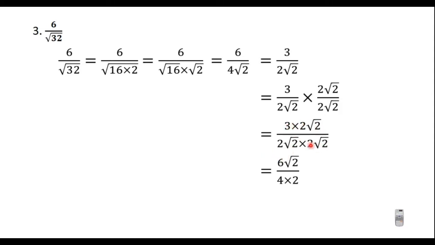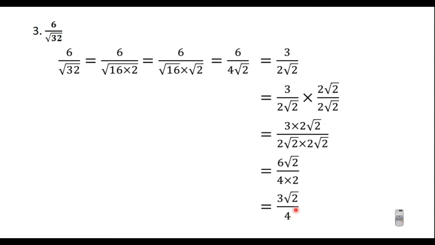3 times 2 root 2 will give us 6 root 2. Now 2 times 2 will give us 4. Square root of 2 times square root of 2 will give us 2. So you are going to have 6 root 2 over 4 times 2. Now we can see from here that 2 is a factor of 6. So 2 can cancel itself once and cancel 6 three times. So this will give us 3 root 2 all over, 2 has cancelled itself once, so 2 times 2 to give us 4.